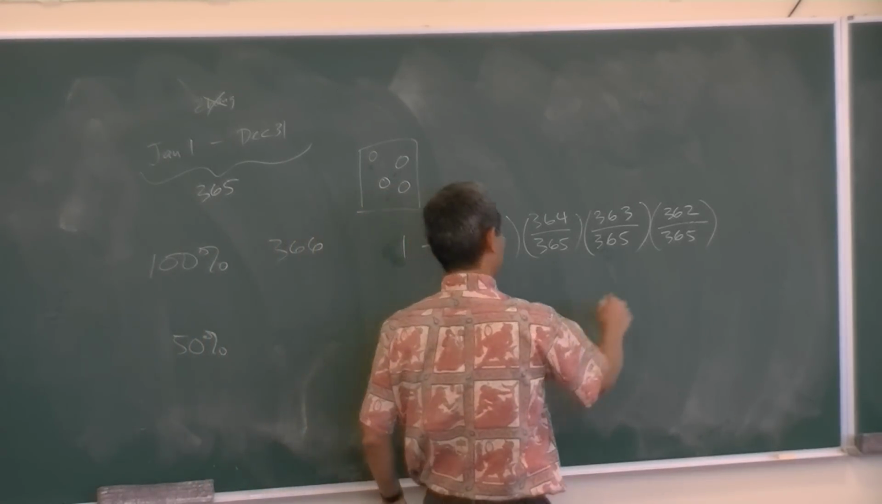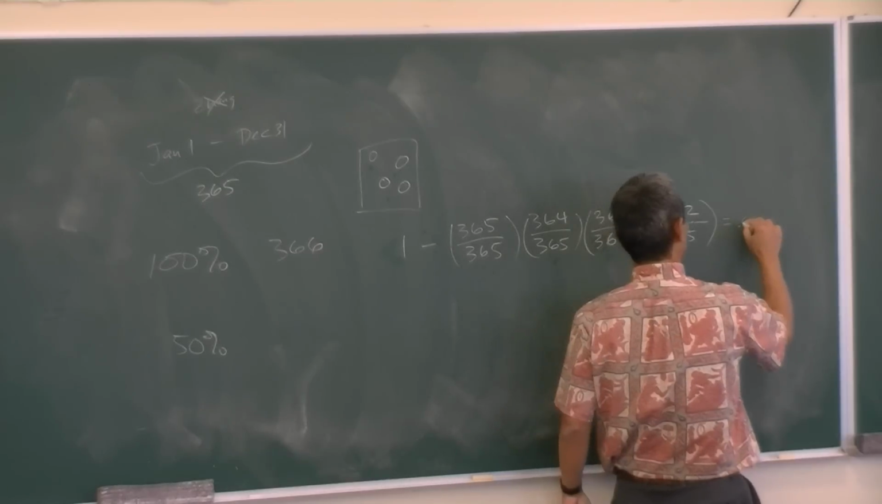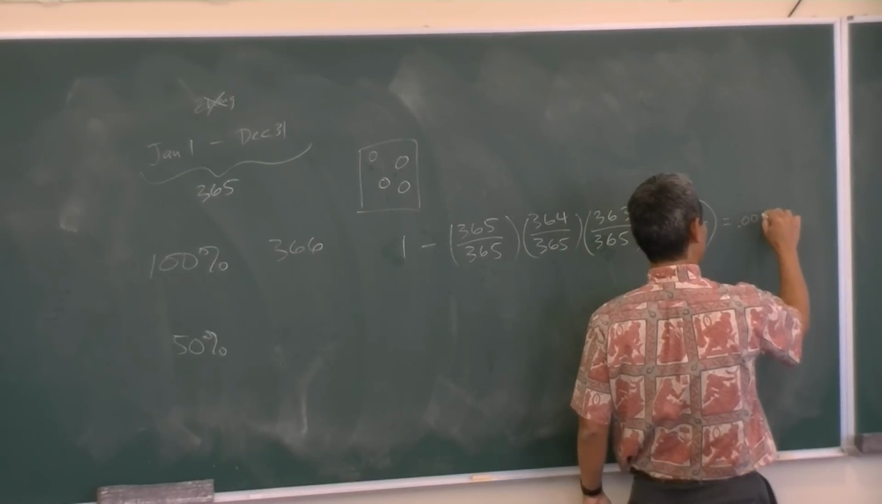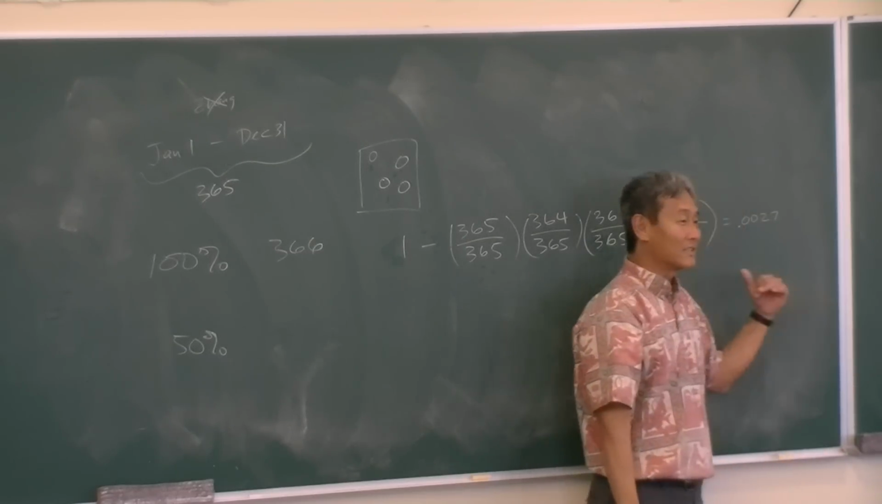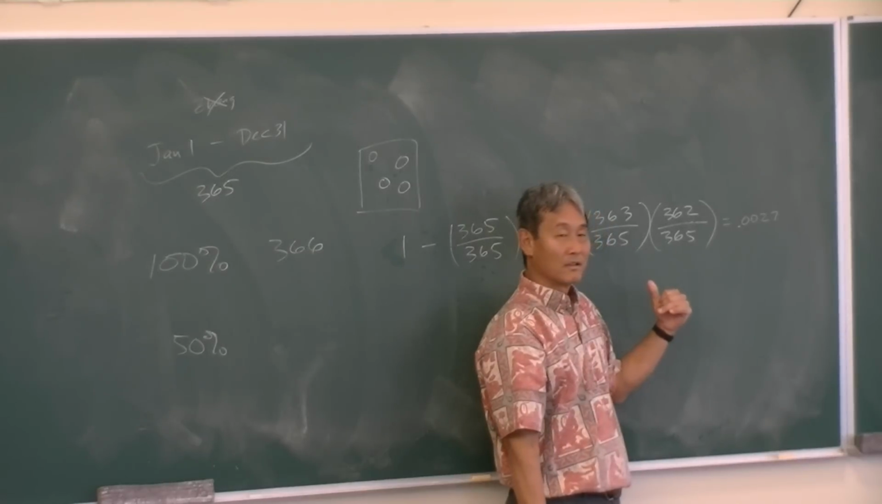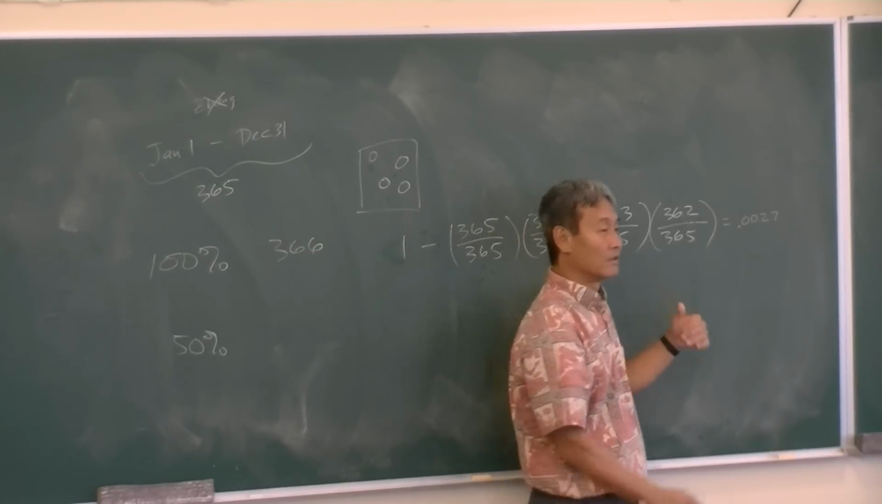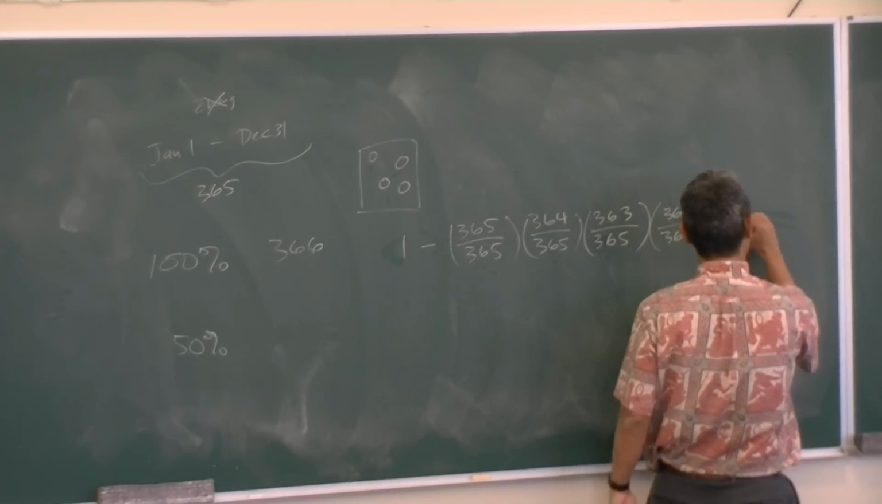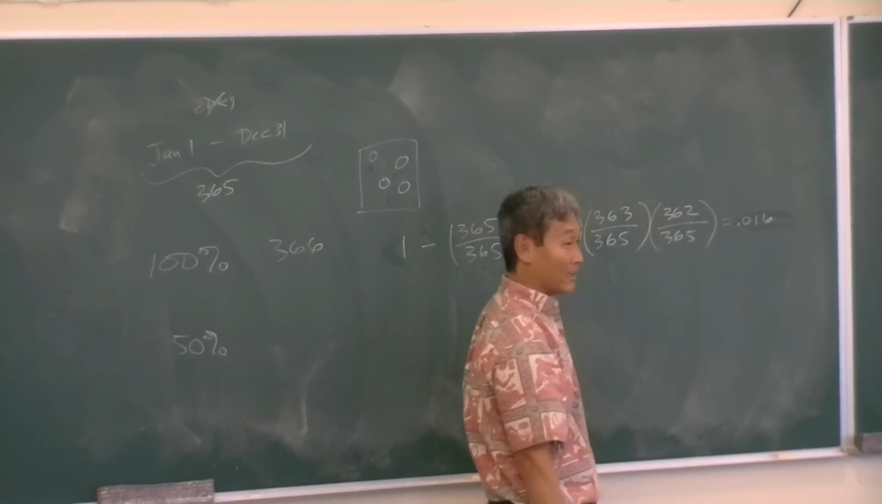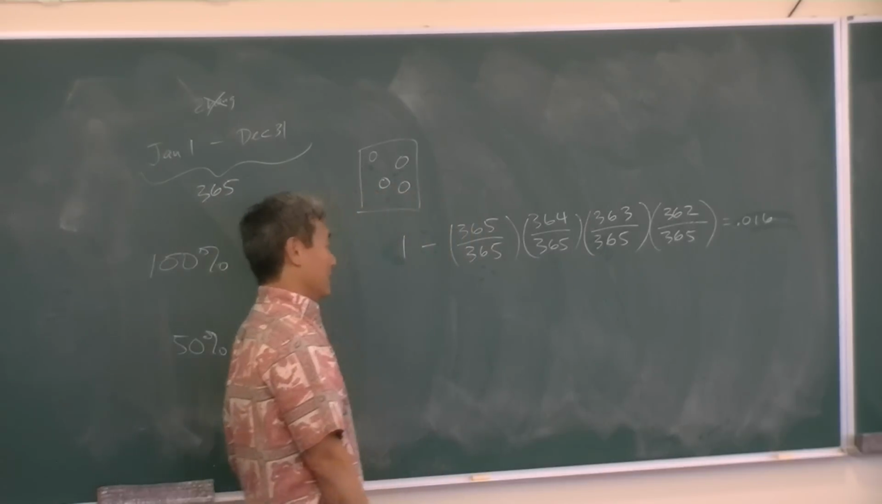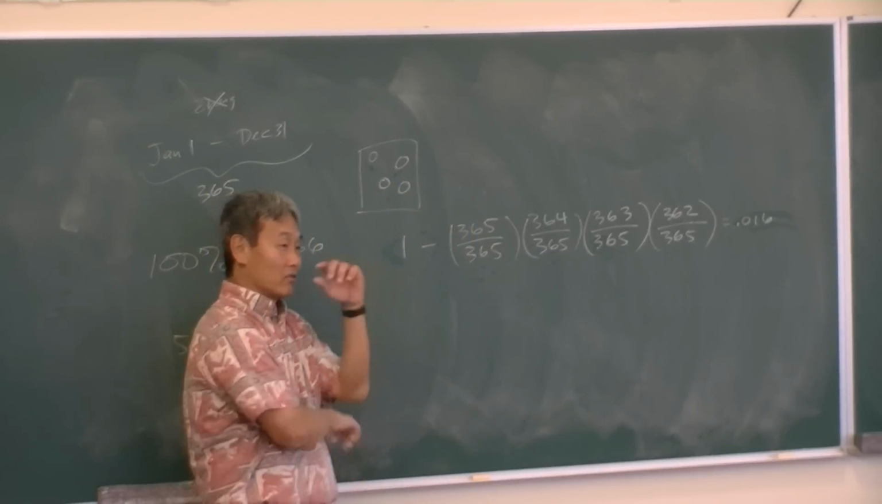So what is it? 0.0027? 0.00273. Really? I think that's 0.01. Oh, I don't know. 0.016. So 1.6% then. Yeah. Okay, we got 2 different answers. Who's going to break the tie?